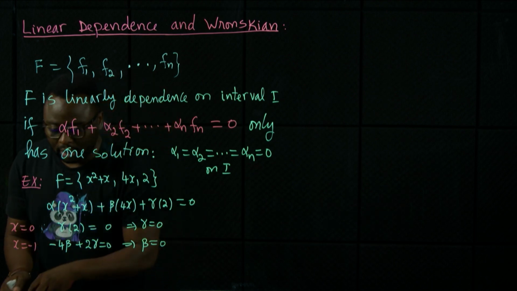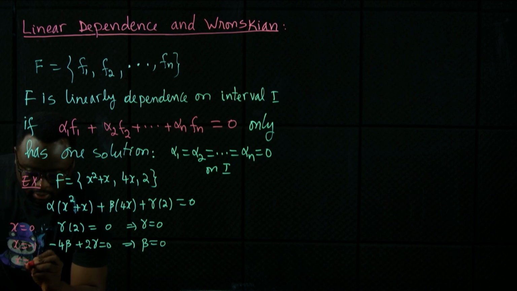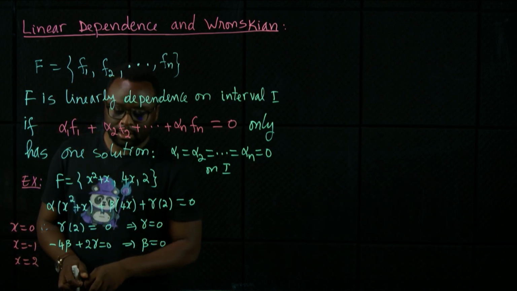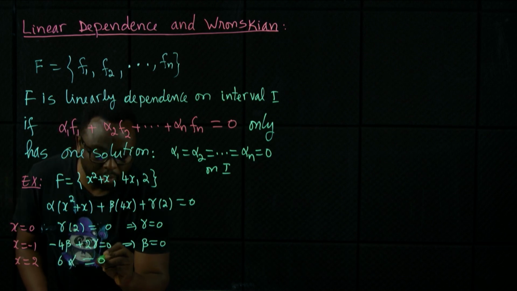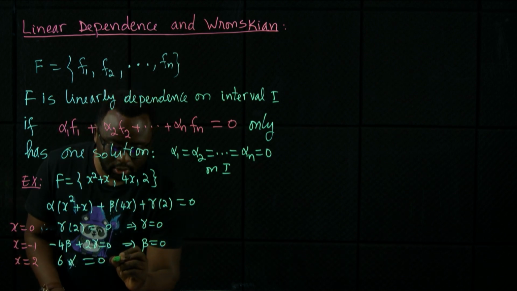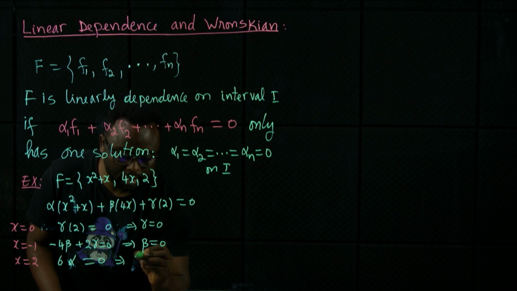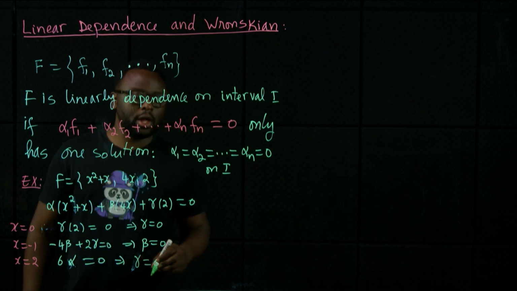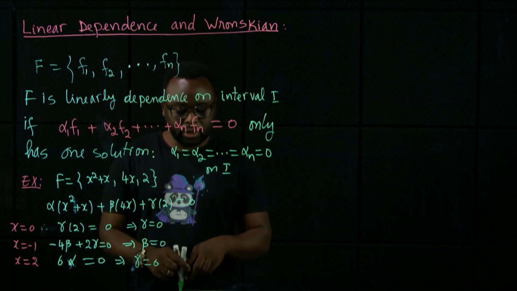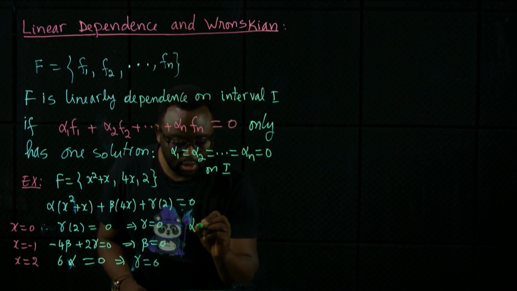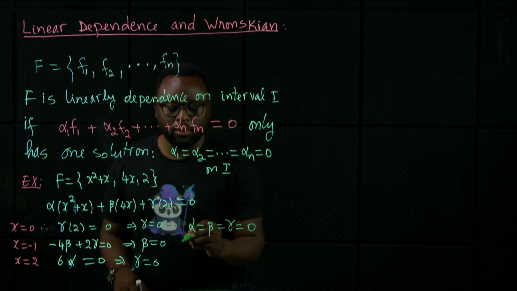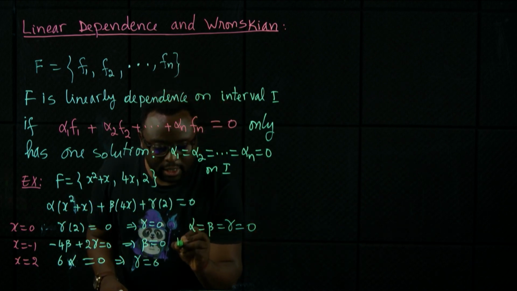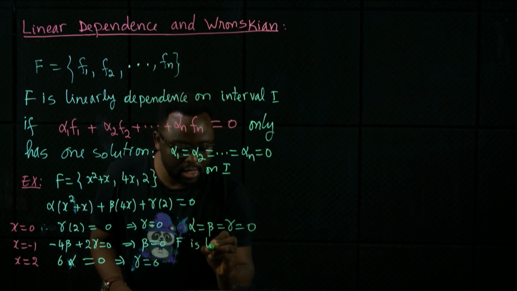And lastly, if we take any other value, x equal to 2, then this is 6 alpha is equal to 0 because beta and gamma are already 0. So this means that alpha is equal to 0. In conclusion, we see that alpha is equal to beta is equal to gamma, and this is equal to 0. And we conclude that the set F is linearly independent.